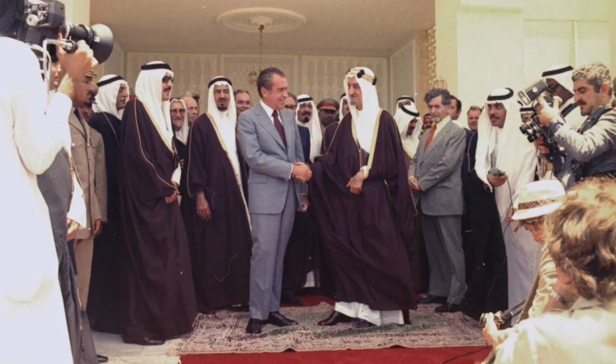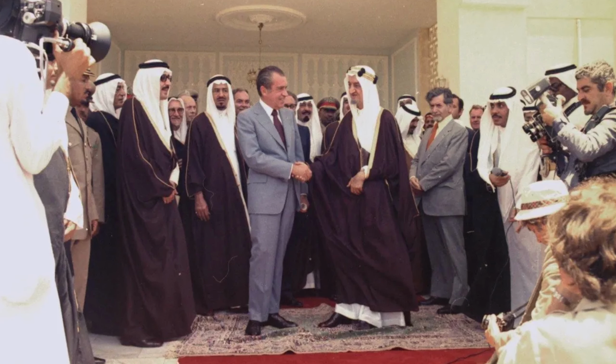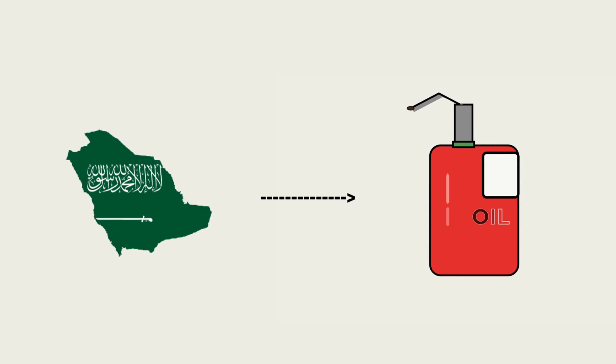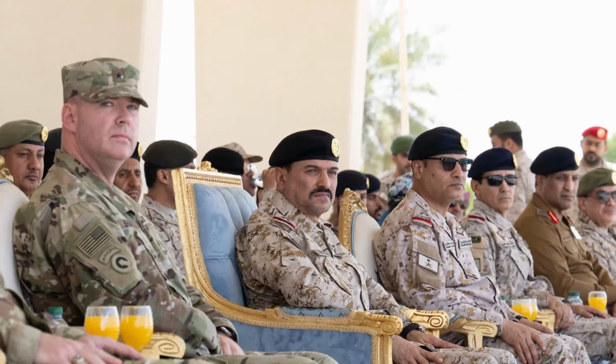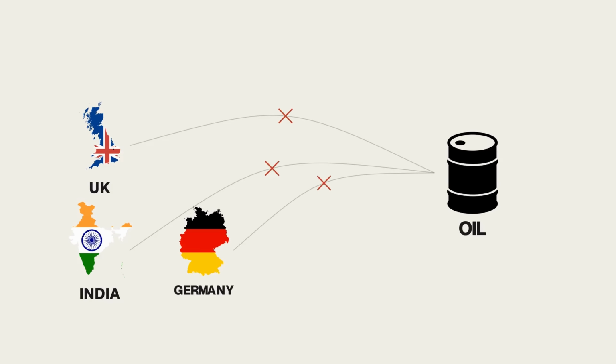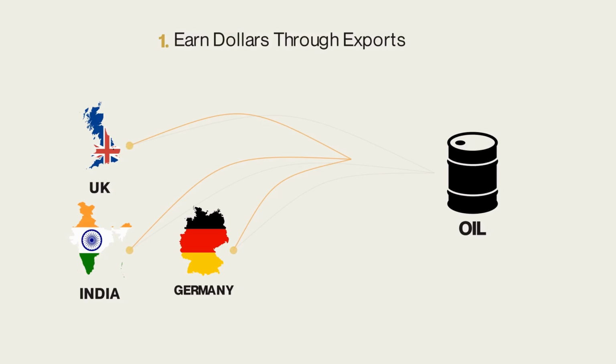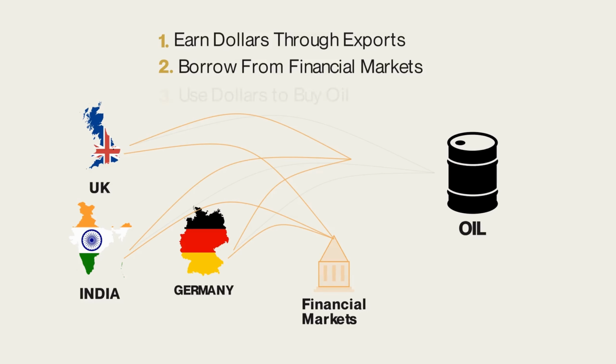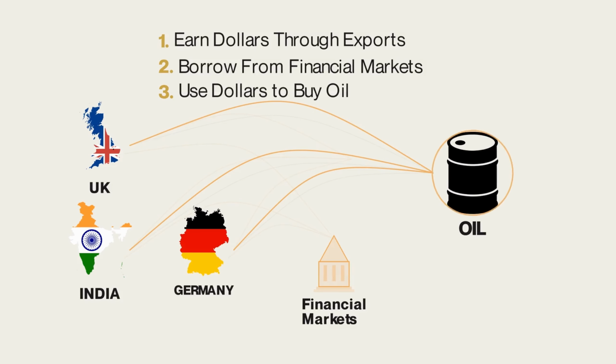The US made a strategic agreement with Saudi Arabia in the 1970s. Under this arrangement, Saudi Arabia agreed to price and sell its oil exclusively in US dollars. In return, the US provided military protection, weapons, and security guarantees to the Saudi government. Because oil is the most important commodity in the global economy, every country that wanted to buy oil now needed US dollars. So if countries like India, the UK, or Germany needed oil, they had to earn dollars through exports, borrow dollars from financial markets, and use those dollars to buy oil.